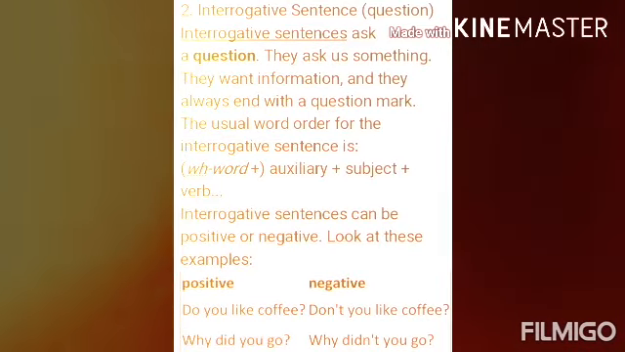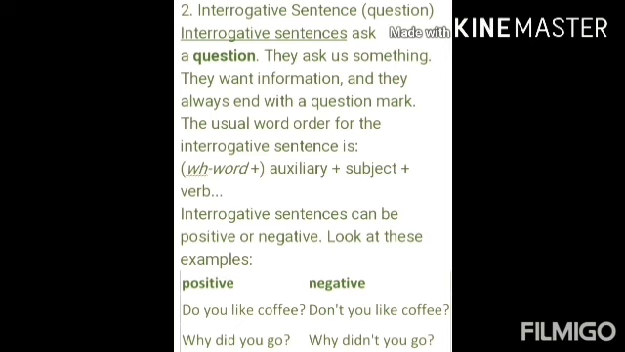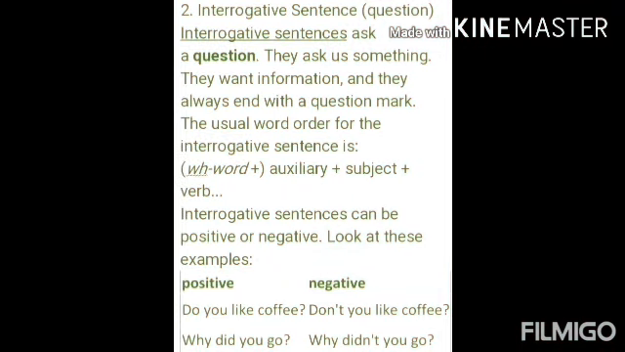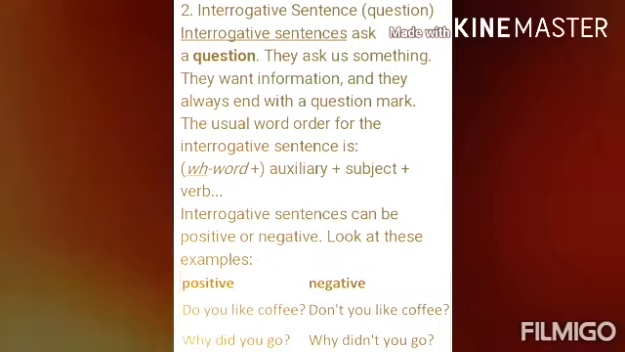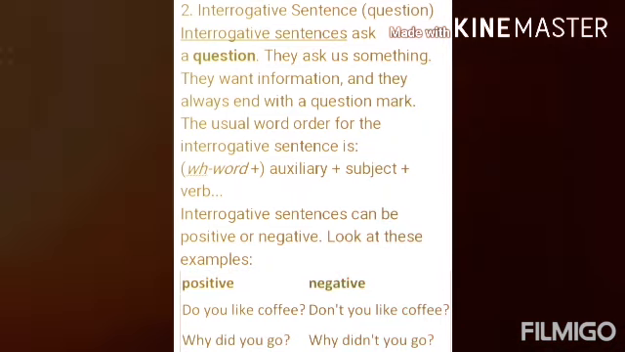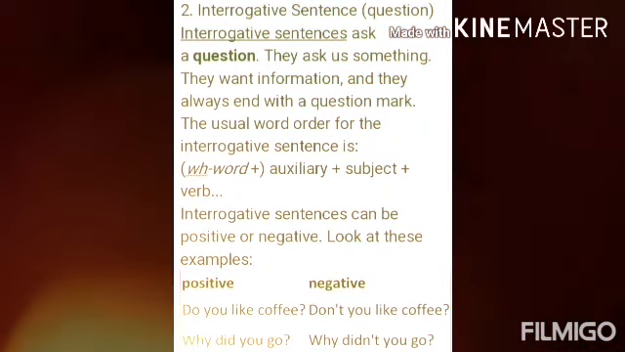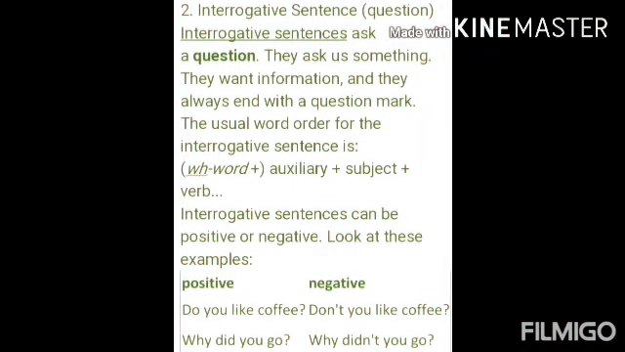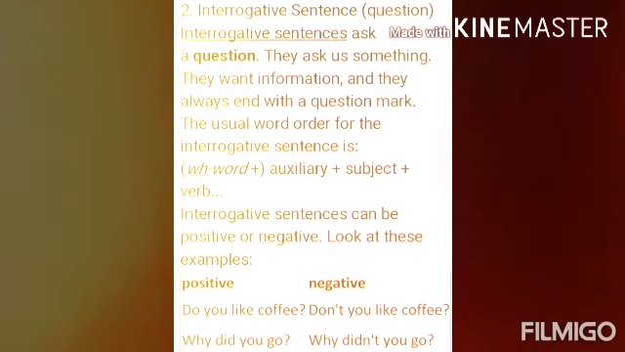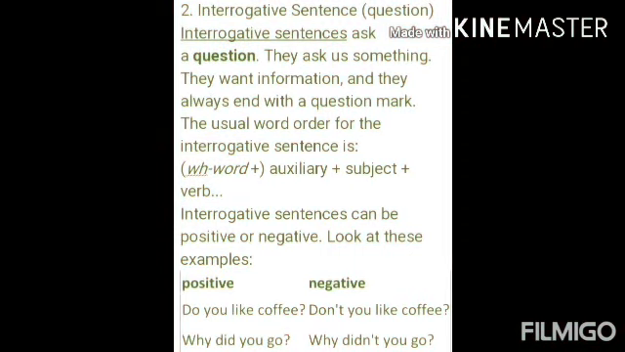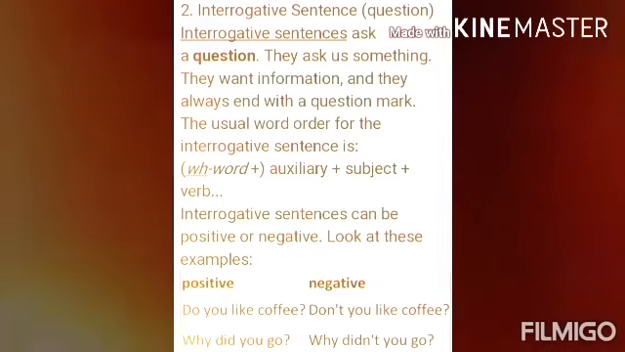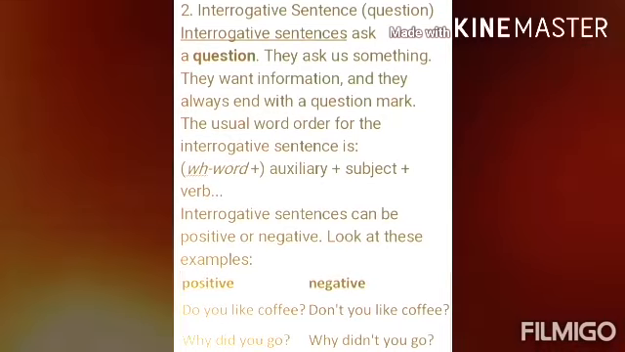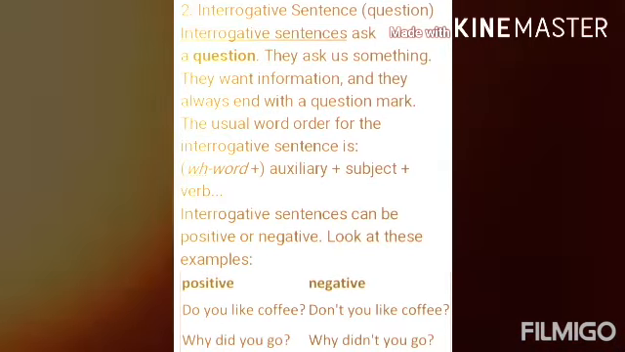Look at the examples. As you know, the interrogative sentence is divided into two types. First is WH words, and second is yes/no type. Here you are getting examples of positive and negative. Do you like coffee? Don't you like coffee? Why did you go? Why didn't you go? These are examples of yes/no type that start with helping verbs, and WH words.